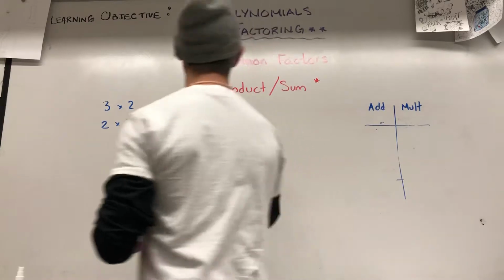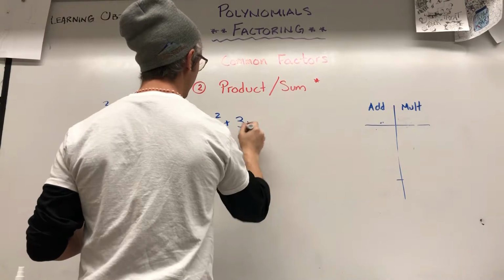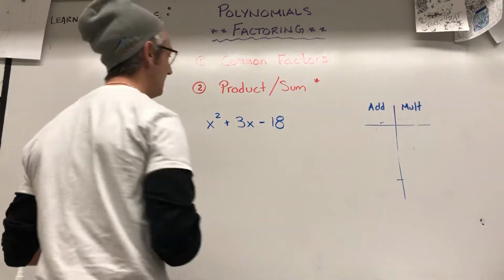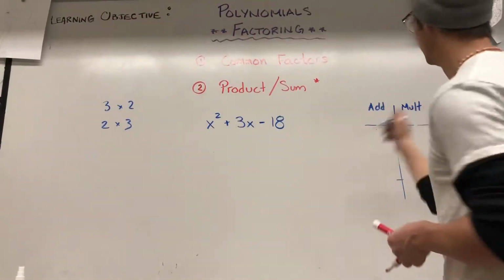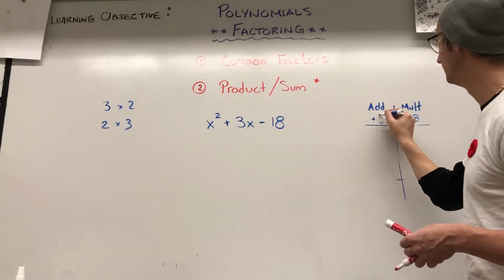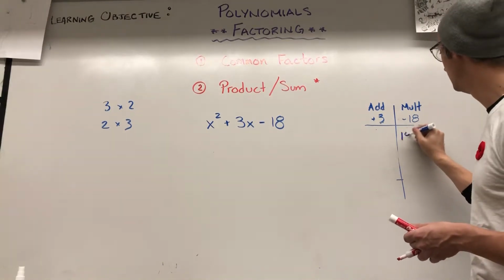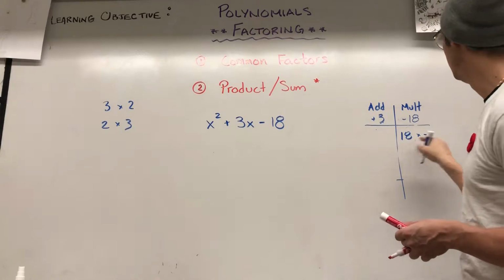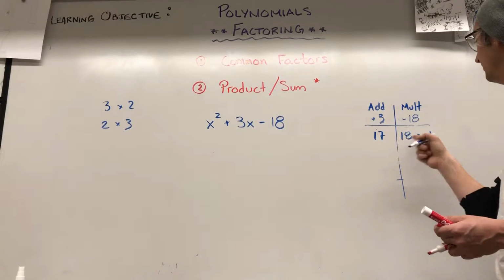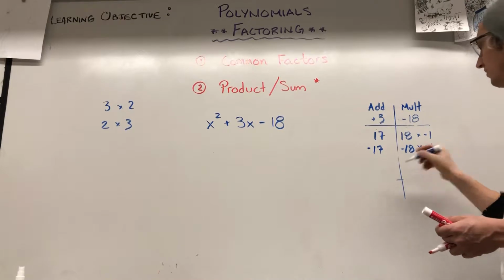So let's try x squared plus 3x minus 18. Okay, so fill up my chart. I need two numbers that multiply to make negative 18 and add to make positive 3. So what two numbers multiply to make negative 18? Well, we can do 18 times negative 1, and 18 plus negative 1 is 17. Way off. And if I do the opposite, negative 18 times positive 1, I'm going to get negative 17. So that's way off.